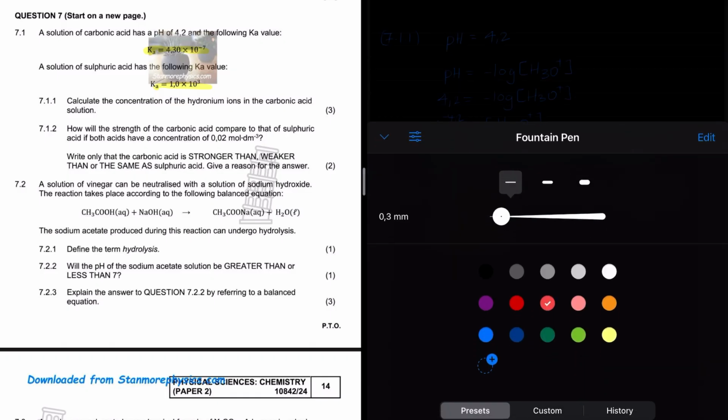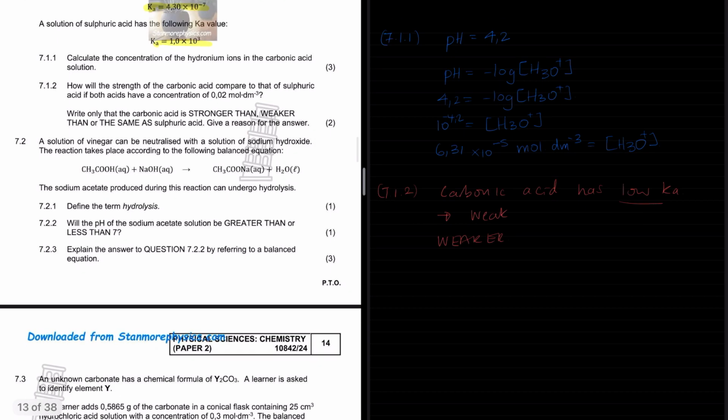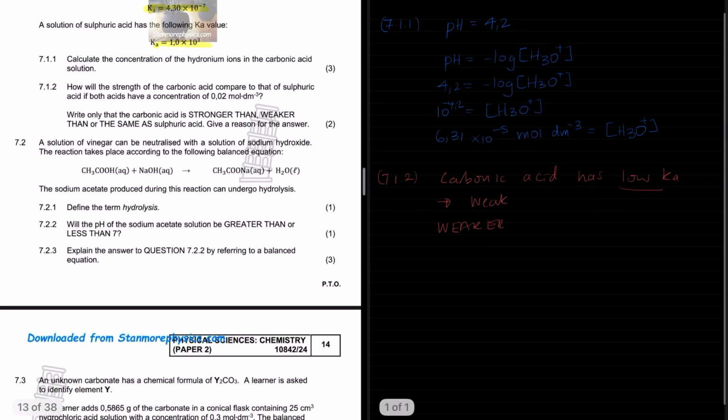Now let's take a look at question 7.2. Question 7.2 reads, a solution of vinegar can be neutralized with a solution of sodium hydroxide. The reaction takes place according to the following balanced equation. The sodium acetate produced during this reaction can undergo hydrolysis. Now sodium acetate is this. So 7.2.1, define hydrolysis. We will leave that and we'll move on to 7.2.2.